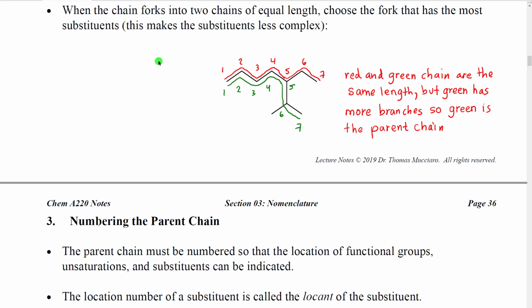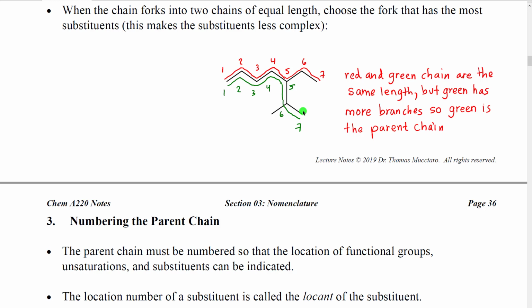Similarly, we run into problems when the chains fork. So what I've done here is I have a line structure of a molecule, and I have highlighted a red chain and a green chain with numbers. If we look, the red chain has 7 carbons in it. The green chain, which comes up to carbon 5 and then branches down here, also has 7 carbons in it. So now we have the problem that we have 2 possible longest carbon chains.